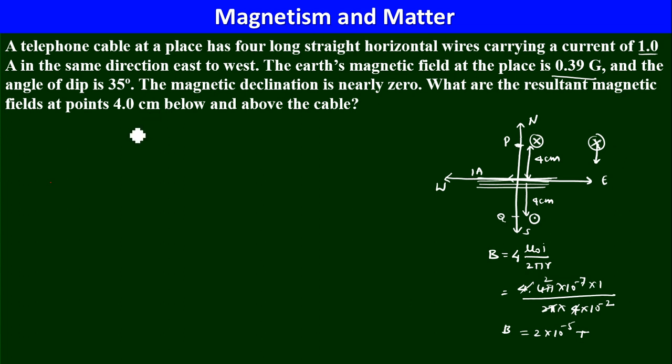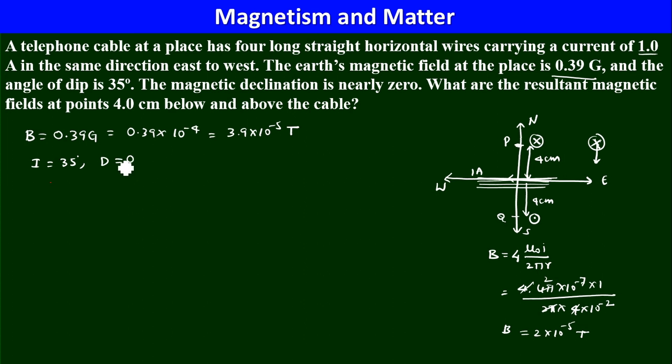So the magnetic field at this location is 0.39 Gauss. Now I can write it as 0.39 into 10 power minus 4 Tesla, as I am converting everything into SI units. That will come out to be 3.9 into 10 power minus 5 Tesla, for my convenience. Now consider the angle of dip and angle of declination. Angle of dip, another name for it is angle of inclination, we can call it I, which is equal to 35 degrees. And the angle of declination is 0 here.